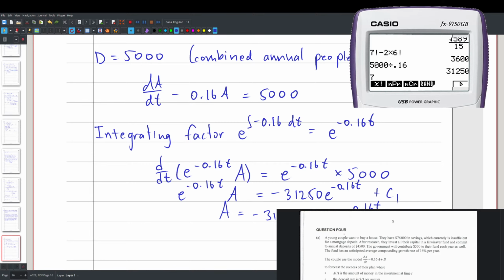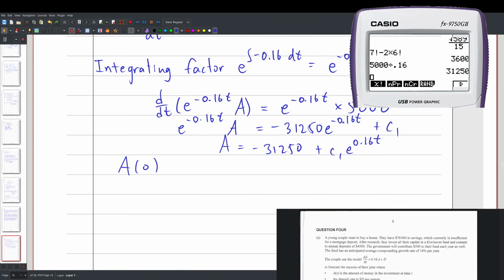The anticipated average compounding growth rate of 16% per year. A couple of years and so on. Forecast the success of that plan. Maybe it is correct. Yeah. It's really sus though. I don't know why it's negative. Actually, it could be negative.